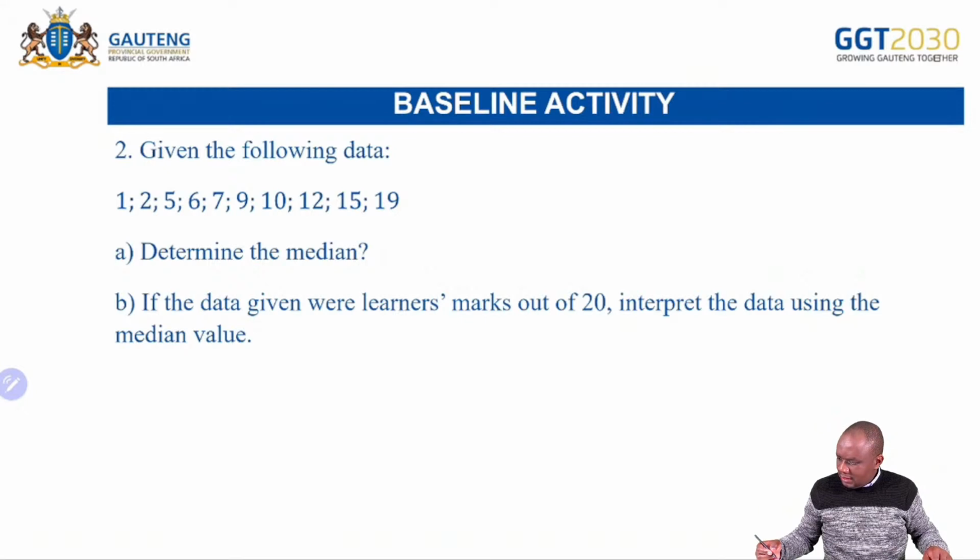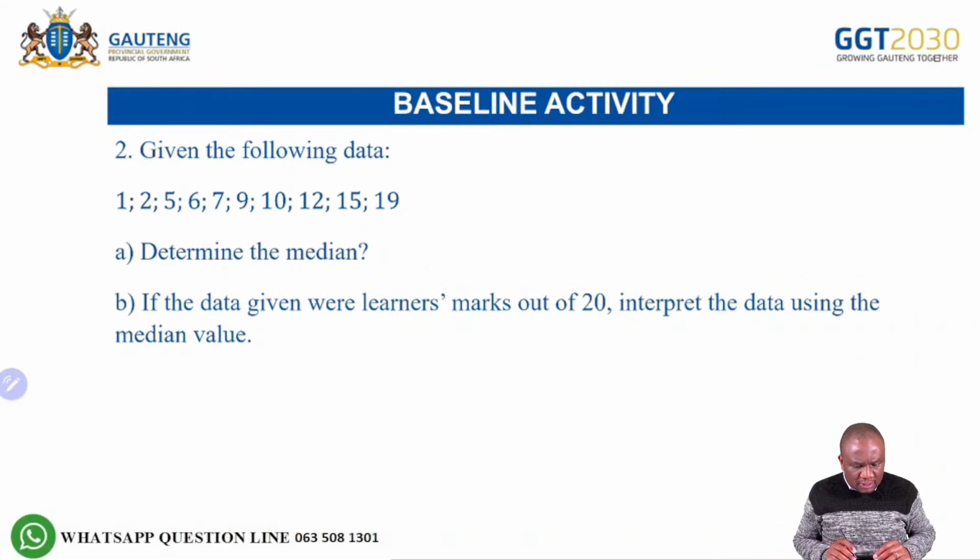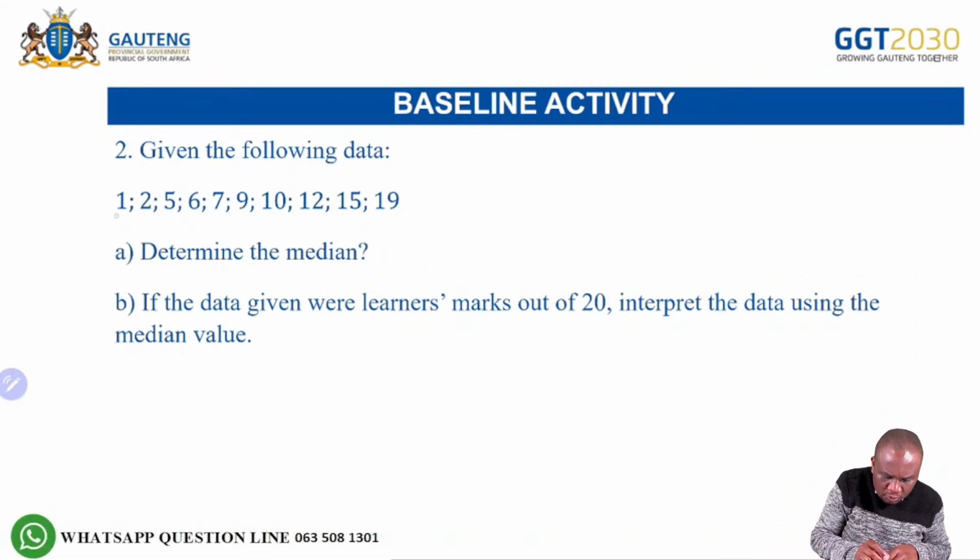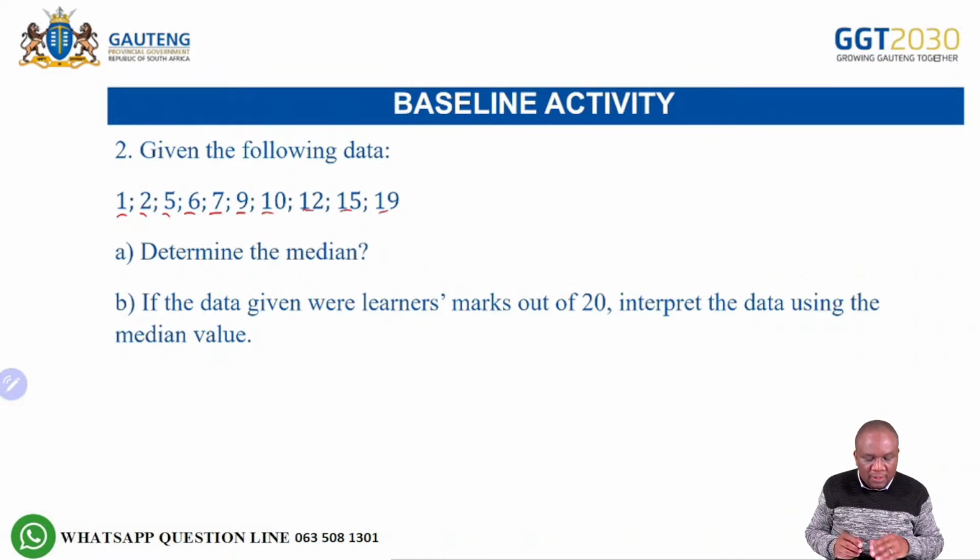Right, welcome back, grade 10s. Let's mark our work. Please make sure you make corrections as we discuss. Right, given the following data, how many items? 1, 2, 3, 4, 5, 6, 7, 8, 9, 10. Determine the median. Now, after finding the median, if the data given were the learners' marks out of 20, interpret the data using the median value. Okay, let's try to do this together.